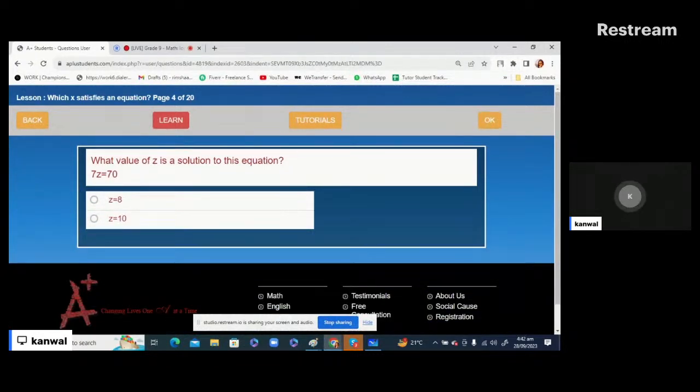Let's do this. What value of z is the solution to this equation? Again, 7 is multiplied with z, and that equals 70. So 7 times which number? Two options are given, 7 times 8 and 7 times 10. 7 times 8 is 56, so that is not the option. And 7 times 10 is 70. So that is the option.